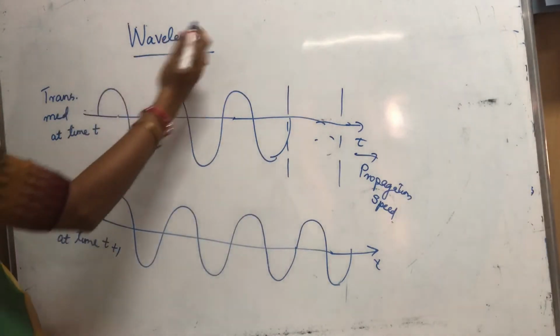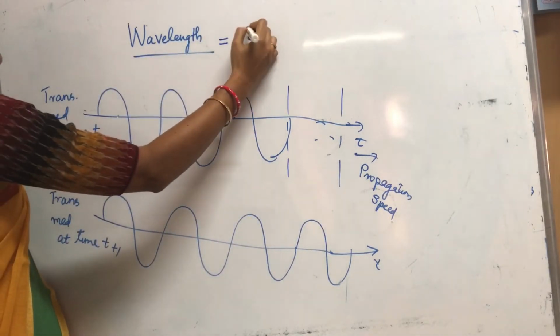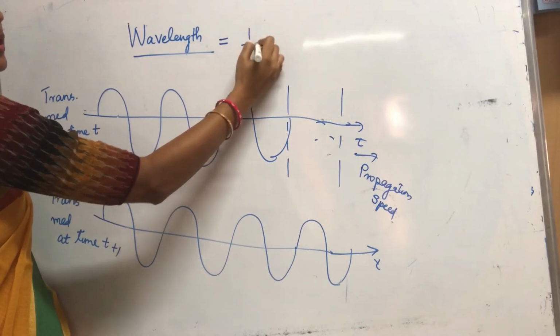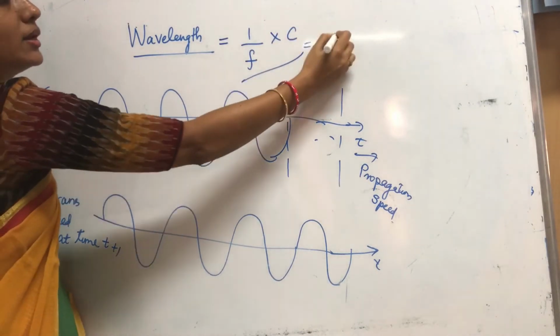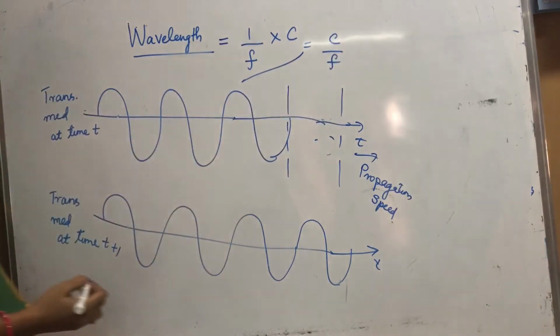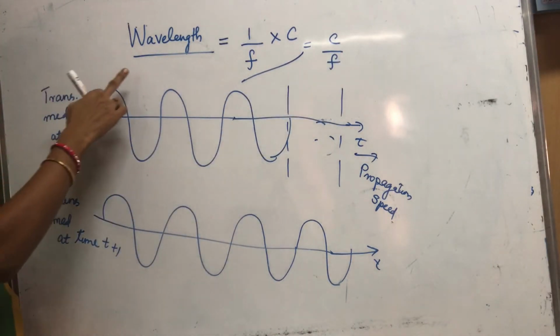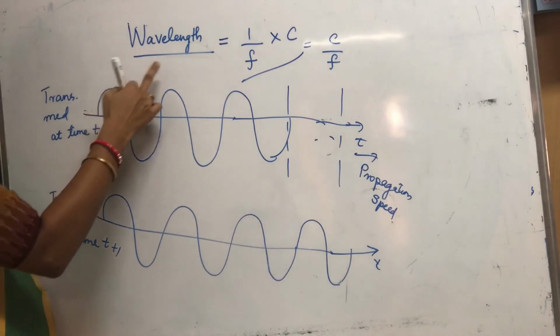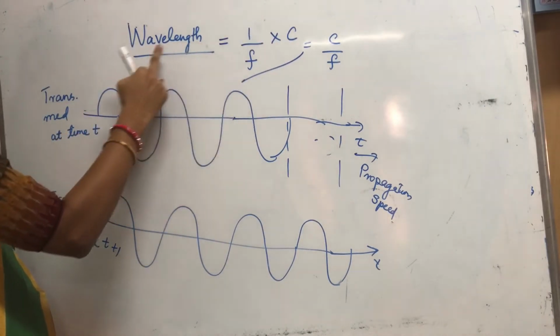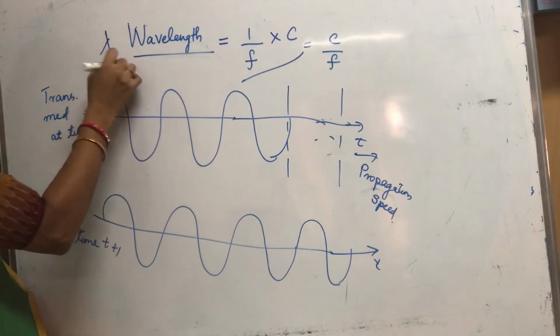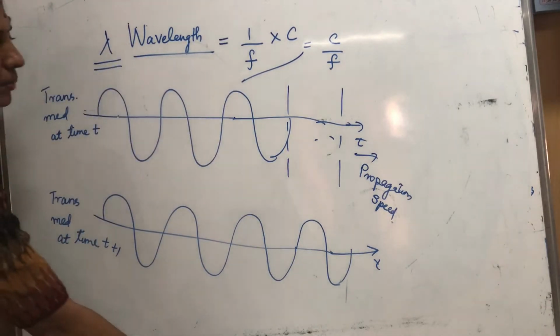So the formula for wavelength will be: the period is calculated by 1 by f, and the propagation speed is c, so wavelength is c by f. This is the formula for calculating the wavelength of a signal. Whenever the propagation speed and the frequency are given, we can easily find the value of the wavelength.